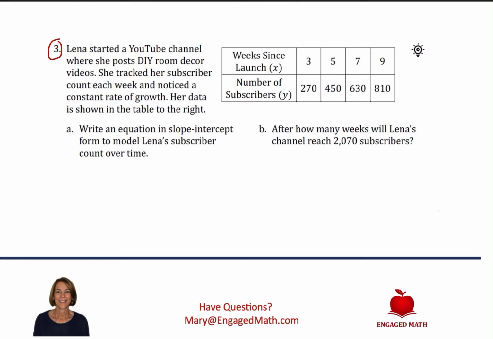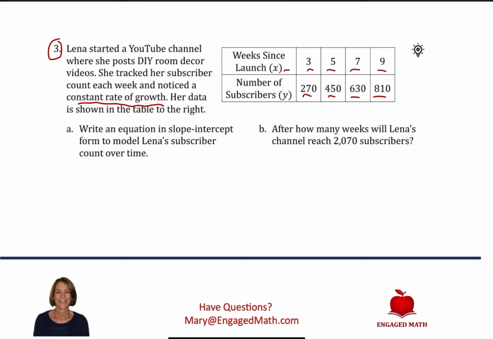In this case, the x-coordinate of each of our points represents the number of weeks since the launch of this YouTube channel. Then y is the number of subscribers after that given number of weeks since the launch. We can pick any of these points because it is growing at a constant rate, so we can assume that it is a linear function, and we can model this with a line's equation.